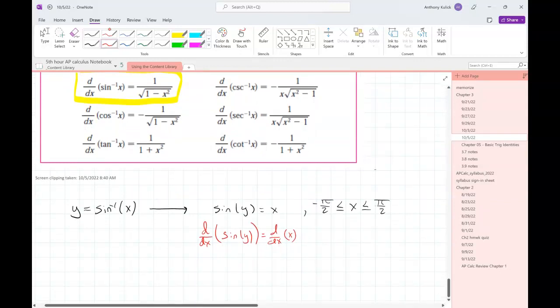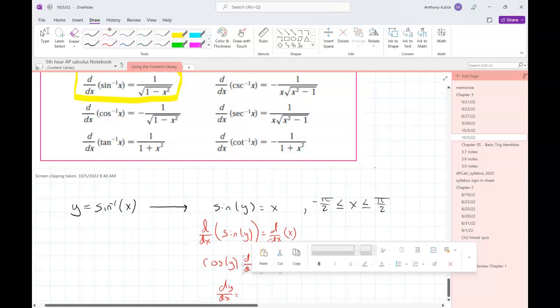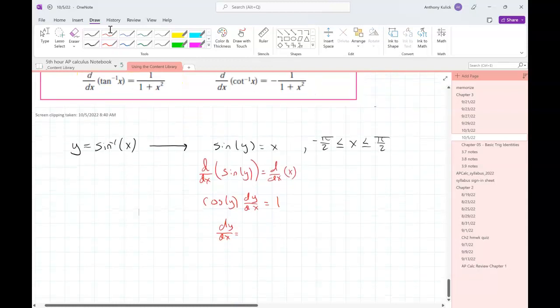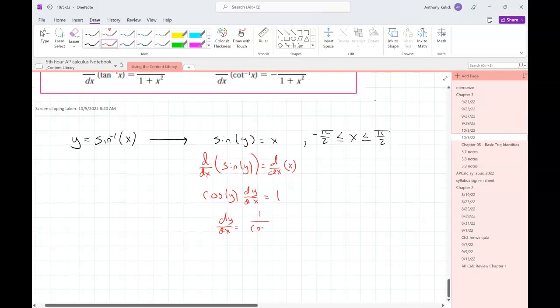So the derivative with respect to x of sine y is going to be cosine y dy dx equals 1. Everybody's good with that? So dy dx is going to equal 1 over cosine y.